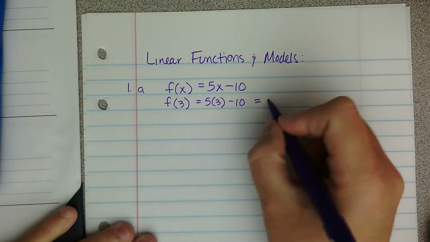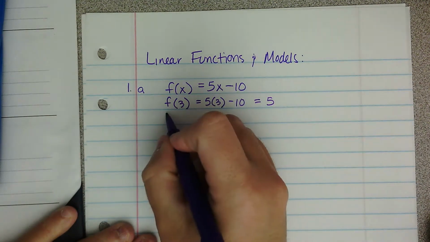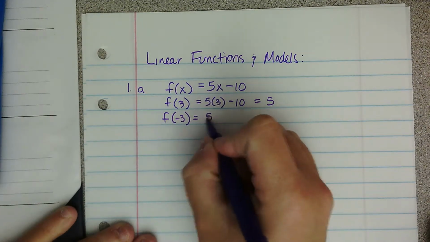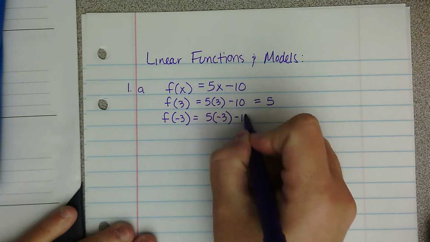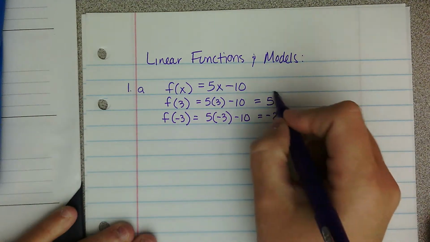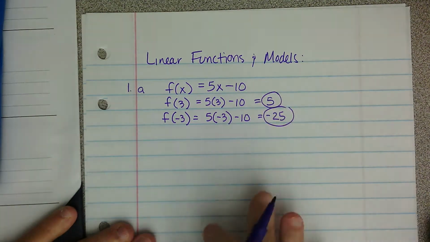and that's 15 minus 10, which is 5, and f of negative 3, which means 5 times negative 3 minus 10, and that's negative 15 minus 10, which is negative 25. So here's your answers for part A.